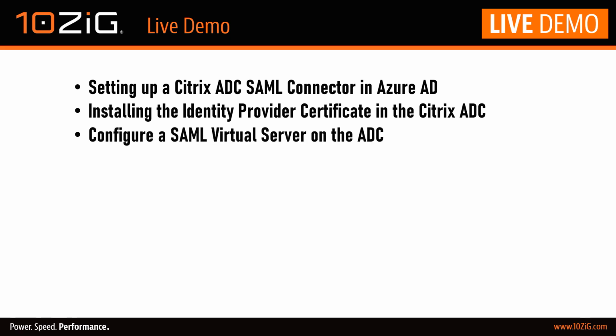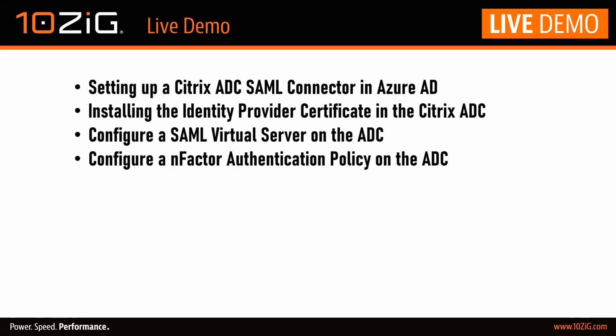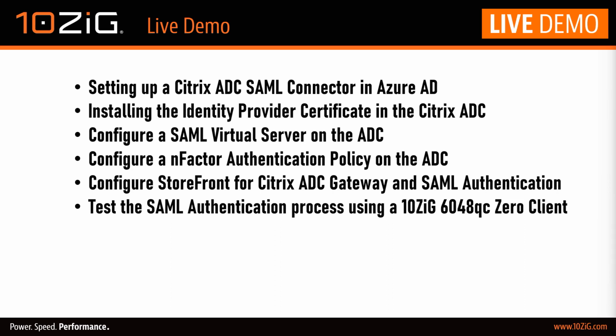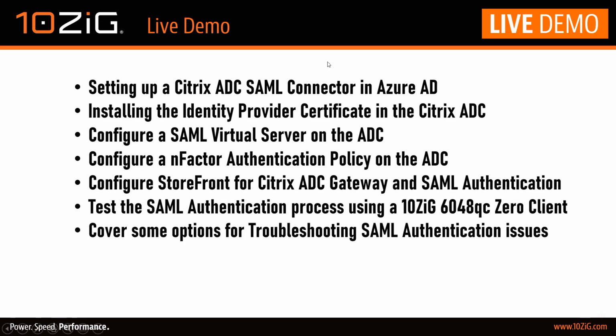Next, we will configure a SAML virtual server and use the App Federation metadata URL copied from the Citrix ADC SAML Connector for Azure AD application. We're going to configure an N-factor authentication policy because if you bind the SAML authentication policy directly to the gateway virtual server, apparently this is considered deprecated and will be removed. So we configure an N-factor policy that is just an authentication virtual server with authentication profile. We configure storefront for the Citrix ADC gateway and SAML authentication. Then we can test the setup using a 10zig 6048 CUGC Zero Client and finish with some troubleshooting pointers.